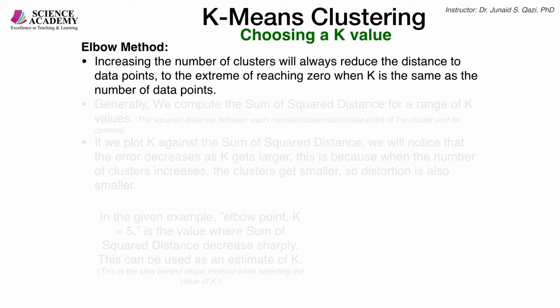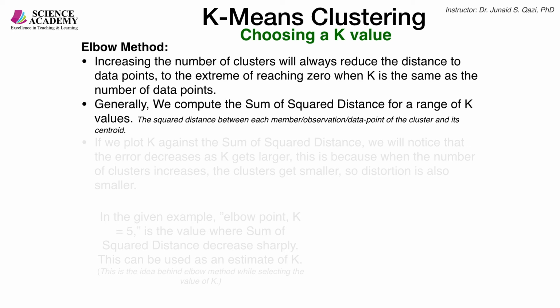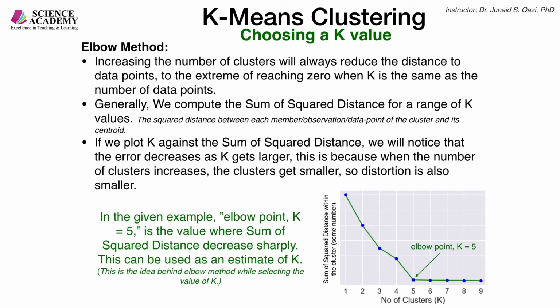Let's do some thinking here before we move on. In a given data set, increasing the number of clusters will always reduce the distance to the data points. The extreme is reaching 0 when k is the same as the number of data points. So what we do is compute the sum of squared distance for a range of k values and then plot those k values against the sum of squared distance.